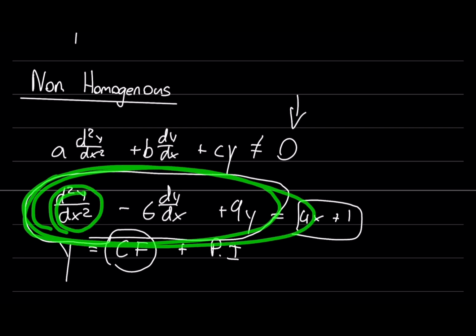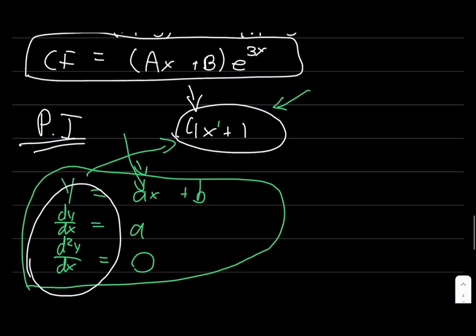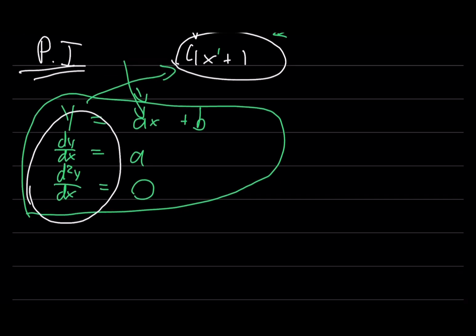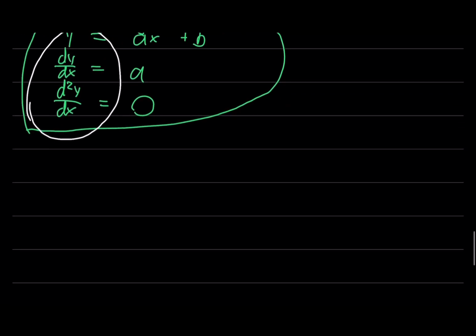So where we have d squared y by dx squared, we'll put our 0. Where we have dy by dx, we'll put whatever we got for that. And where we have y, we'll put what we got for that. Okay? So let's try that. So let me just rewrite the equation real quick. Sorry, this is supposed to be the actual equation. It was d squared y by dx squared minus 6 dy by dx plus 9y is equal to 4x plus 1.